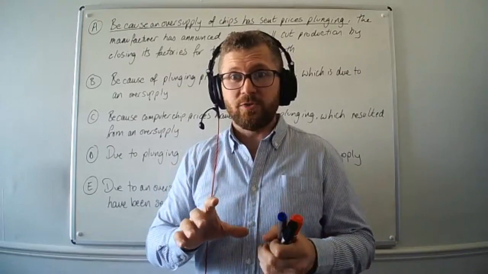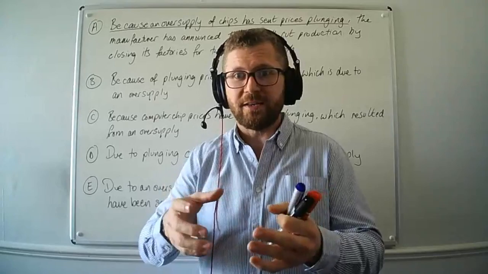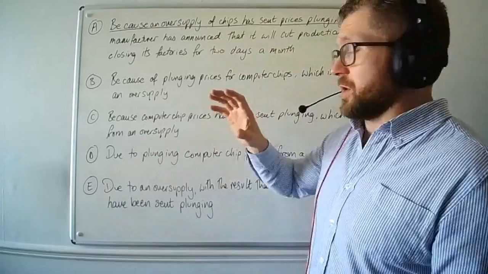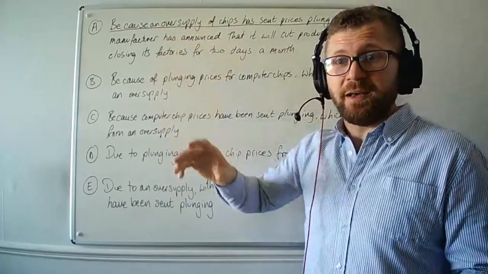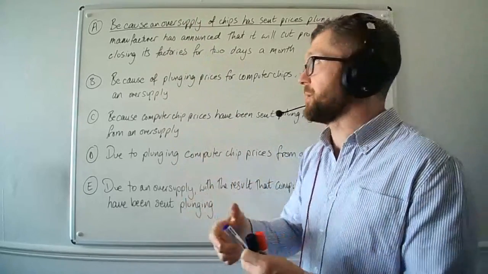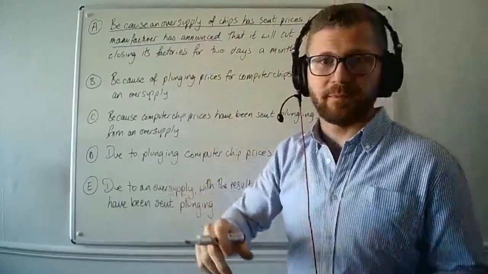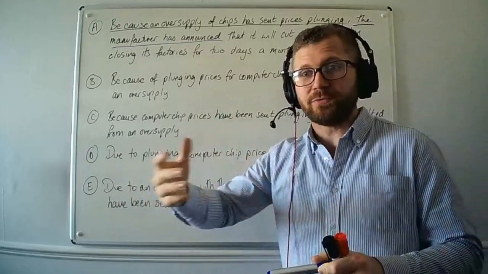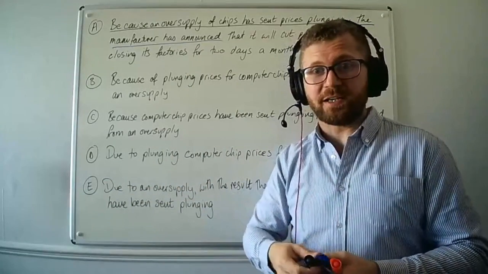Now, the first thing we need to do with this question is to decide what is it that we're trying to explain. What is it that is because or due to something in this question? Now, the mistake that lots of people make with this one is to talk about the plunging prices or the oversupply, but that is the explanation for something. The thing that we're trying to explain is that the manufacturer has announced. So it's the action of announcing. We're trying to explain why the manufacturer would announce something. In this case, the manufacturer has announced something is an action.